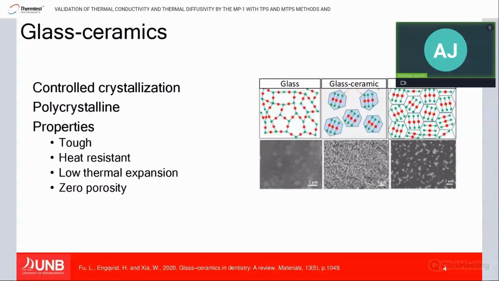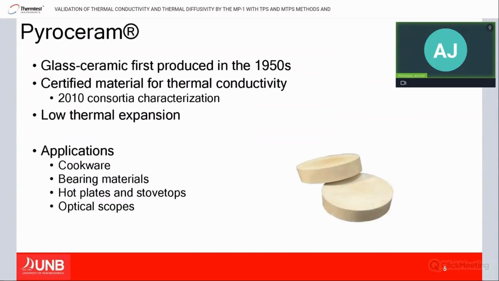And also, importantly, zero porosity. So these are what are known as dense solids. There's not going to be any convection or radiation happening within these materials, in those voids that might be present in a porous material. So they're useful for characterizing thermal properties of the actual instrument themselves.